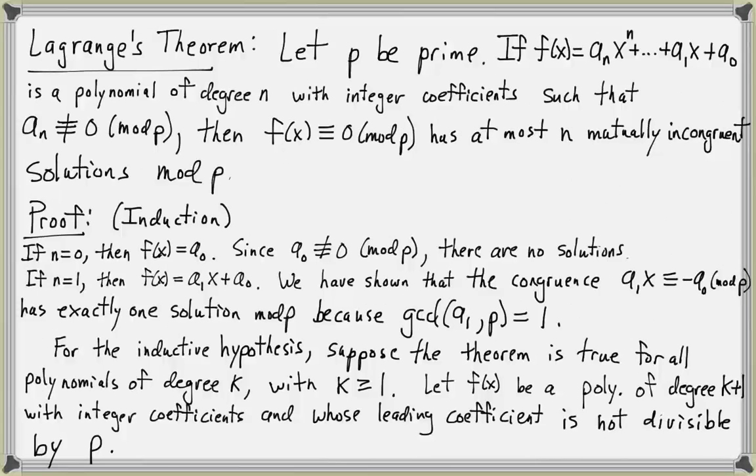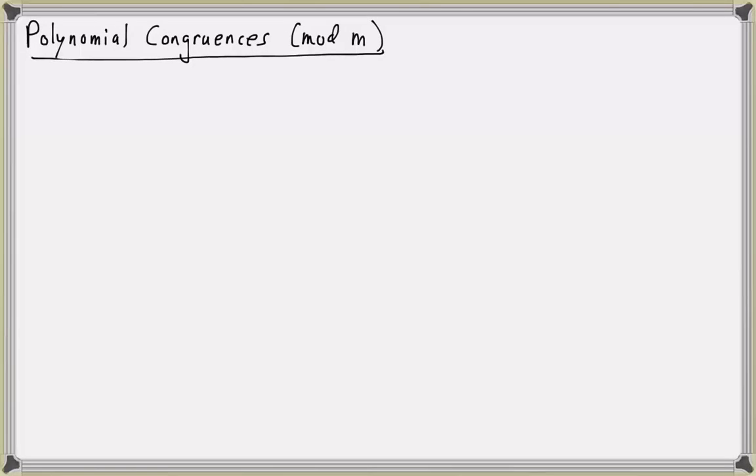So Lagrange's theorem tells us that if we have a polynomial congruence mod p, a prime, then there are at most n mutually incongruent solutions, where n is the degree of the polynomial. Well, now we consider polynomial congruences where the modulus is composite. So we can actually use the Chinese remainder theorem to prove the following theorem about polynomial congruences with composite moduli.